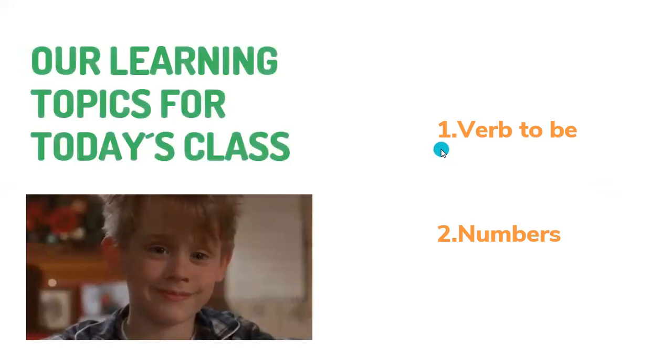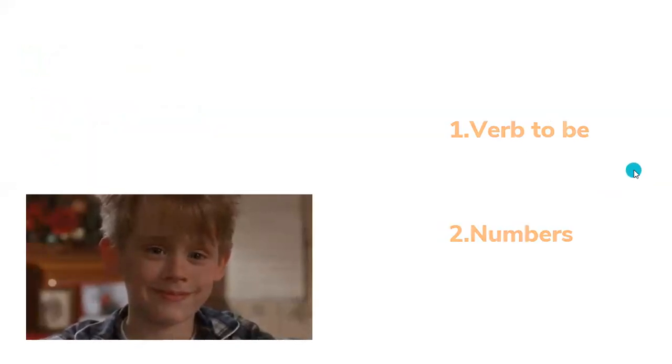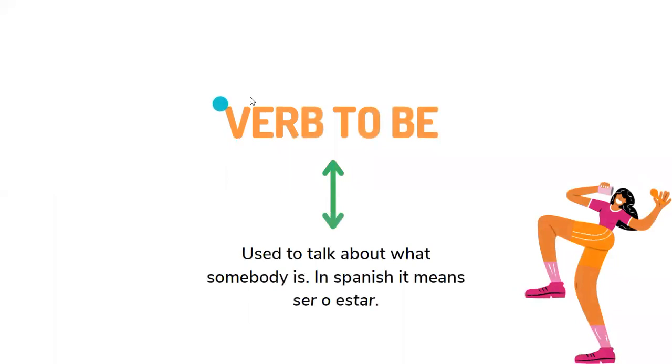Let's begin with the verb to be. What is the verb to be? This verb is specifically used to talk about what somebody is. In Spanish, it means ser o estar.